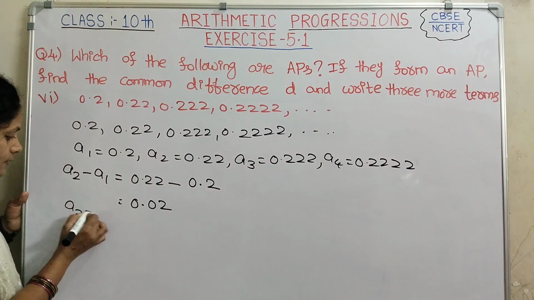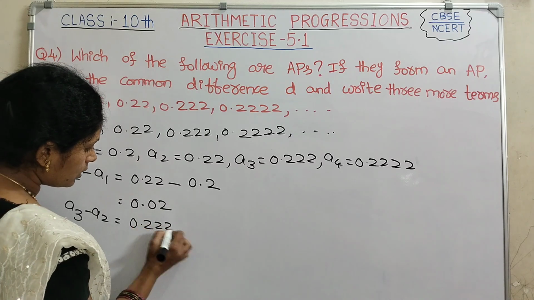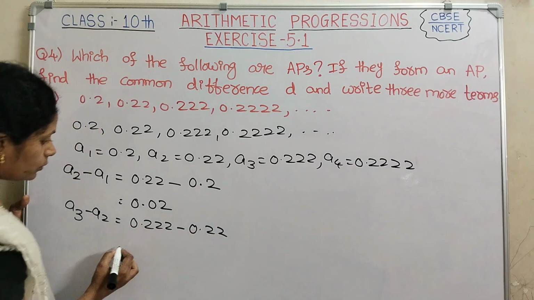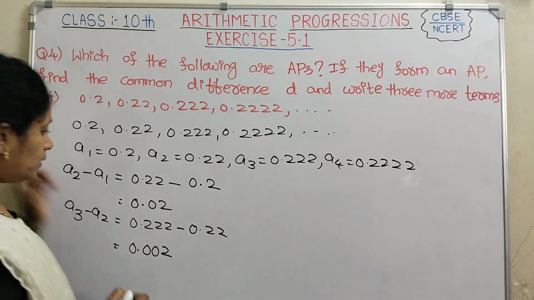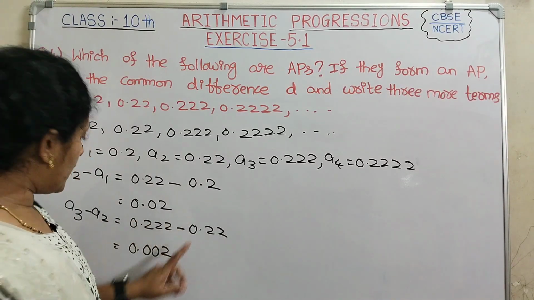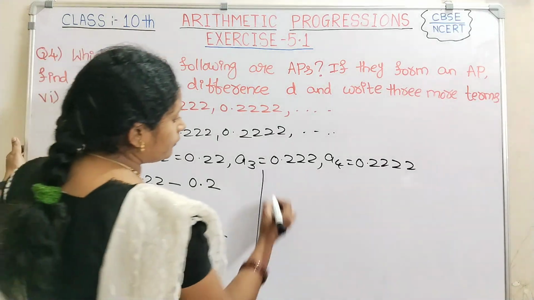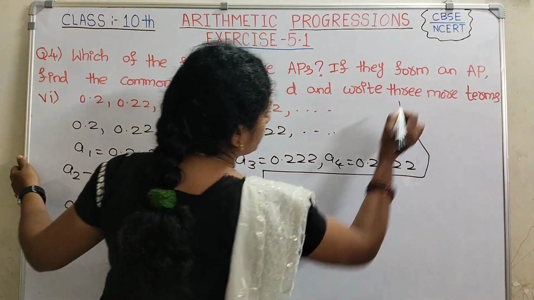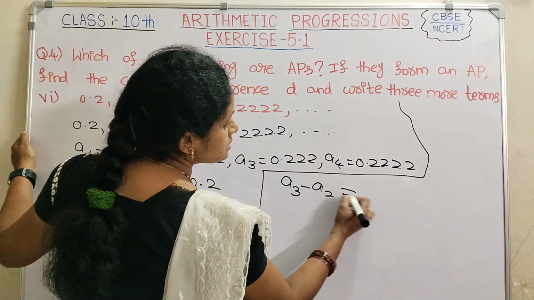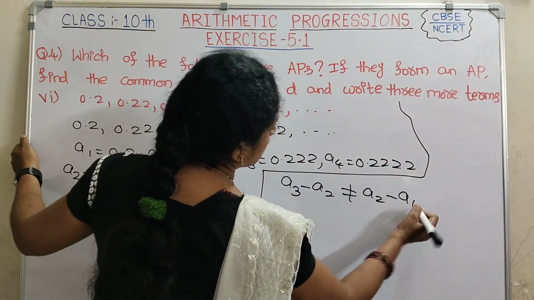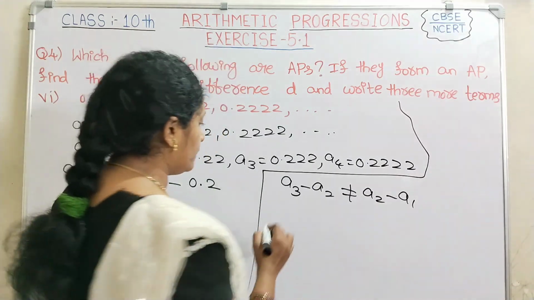Next, get A3 minus A2. A3 is 0.222 minus 0.22. The subtraction of this is 0.002. Here we got 0.02 and here 0.002, so both are not equal. Here we can write it as A3 minus A2 is not equal to A2 minus A1. Therefore, we can write the given list of numbers is not in the AP.